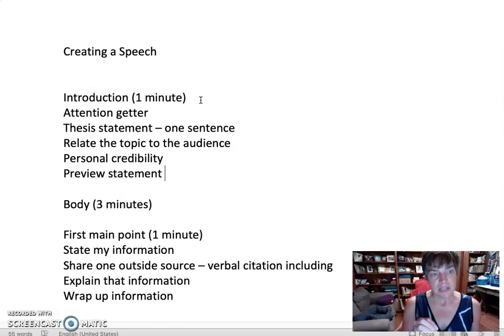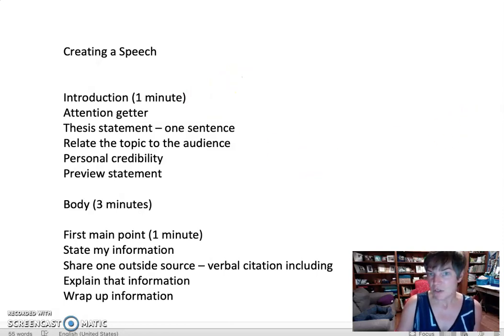The other things in the introduction, the thesis, the relating, and the credibility, they can come in any order. In fact, they can actually overlap. For instance, you can actually relate to the audience while you're doing the attention getter. So, like if you're doing a hypothetical example that gets them thinking about something, then you've actually related to the audience and did an attention getter at the same time. So that's possible. Just make sure the attention getter is first and the preview is last.